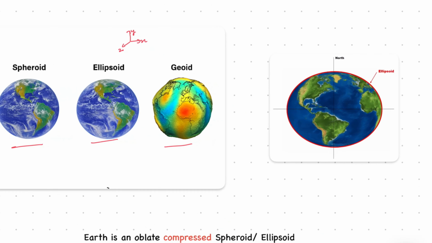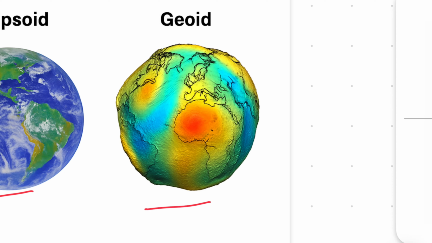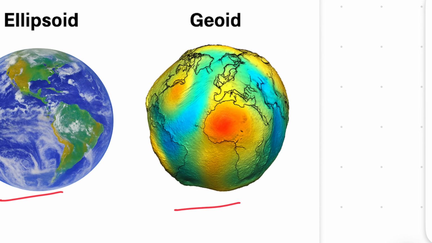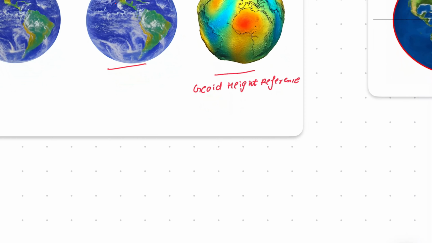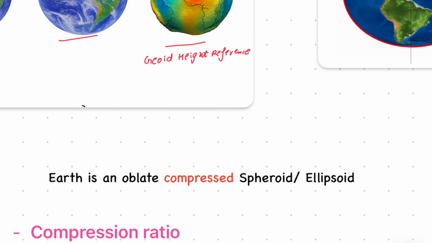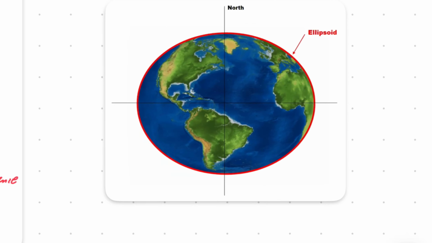Okay, and what is a geoid? A geoid is an actual 3D model of our Earth, and geoid stands for Geoid Height Reference. Scientists made this model with the help of satellites and the WGS-84 satellite system, and this is the exact 3D model of our Earth, representing the terrain height on our Earth. But for our navigation exam, we use the shape of the Earth as an oblate compressed spheroid or ellipsoid. So it looks like this.